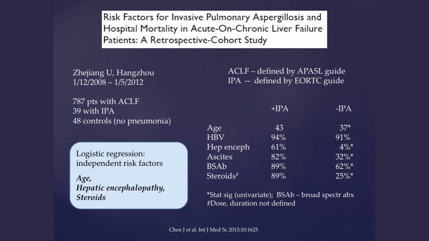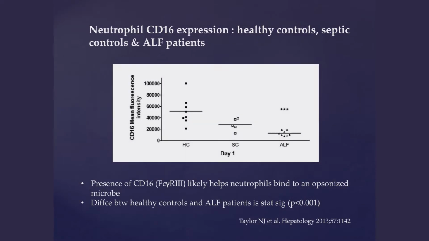Now, why is it that liver failure patients are also at risk of invasive aspergillosis? So again, some very good basic science papers have been published. This is neutrophil CD16 expression, and CD16 expression implies that the neutrophils are able to bind to opsonized microbes. And you can see that patients who had acute liver failure were like patients in the septic cohort, and their neutrophils were not quite able to bind to microbes as compared to healthy controls. So HC refers to healthy controls.